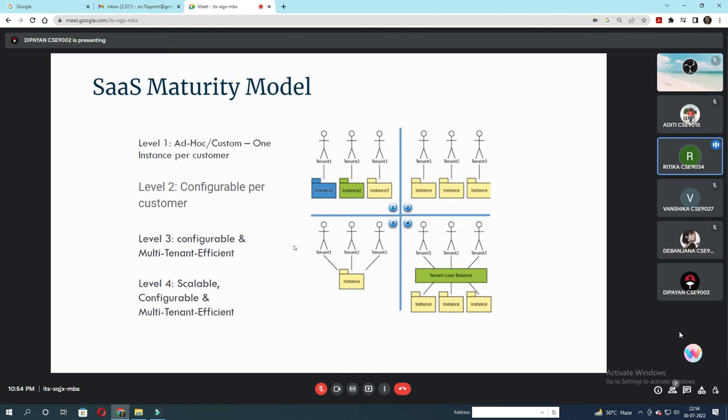The third level of the SaaS maturity model can be described as almost the perfect case, because it includes both configurability and multi-tenancy, allowing each tenant to quickly and efficiently customize the same shared instance through self-service tools. And lastly, level 4, multi-tenant, configurable, and scalable. This is the highest level of the SaaS maturity model. It combines the configurability and multi-tenancy of level 3 with scalability, making it possible to transparently add new software instances to the dynamic pool of instances. And next slide.